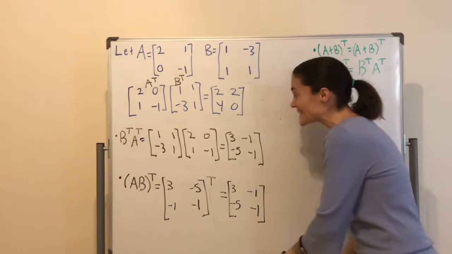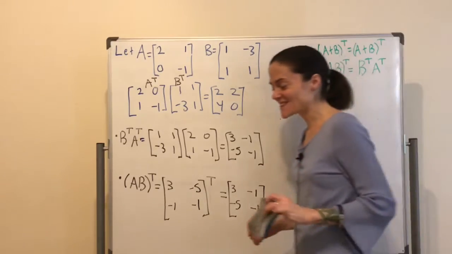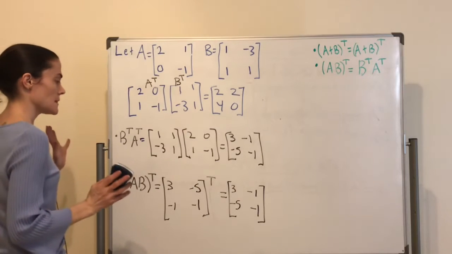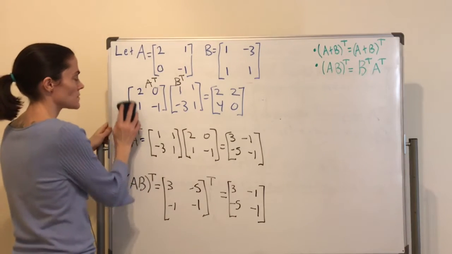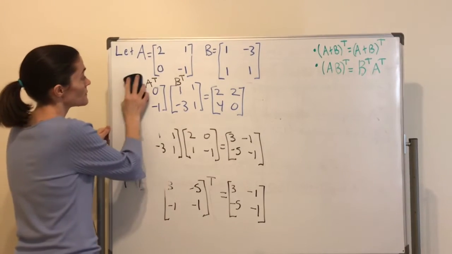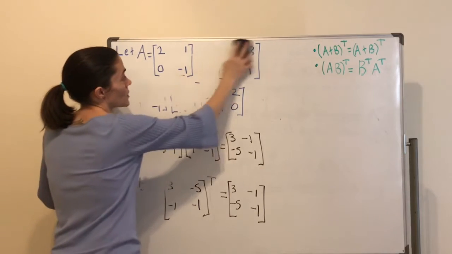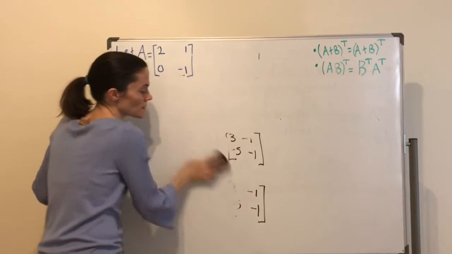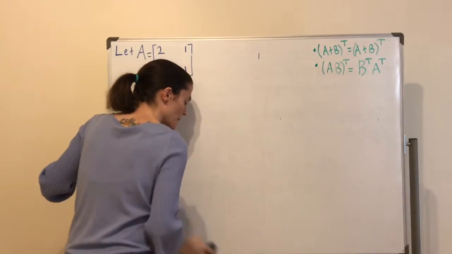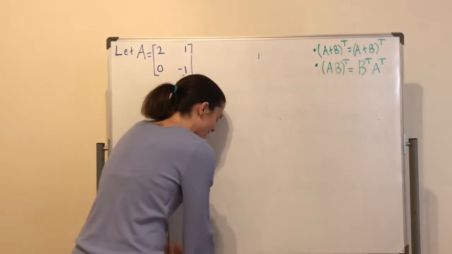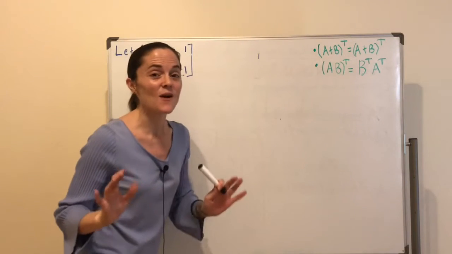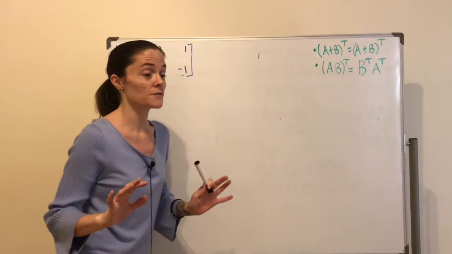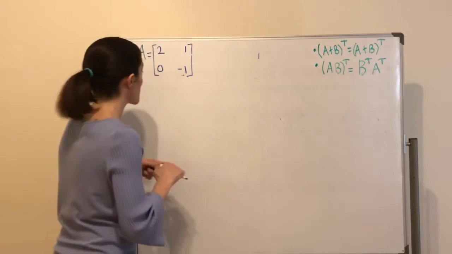Okay, now for the next one I want to do, and this is the last one that I'll do with these two examples, let me erase what I have so far. This one is only going to involve A. I will erase B for the rest of this because I'm not using it for the last property. Well, we did this several sections ago, how to find the inverse of a 2x2 matrix, right?